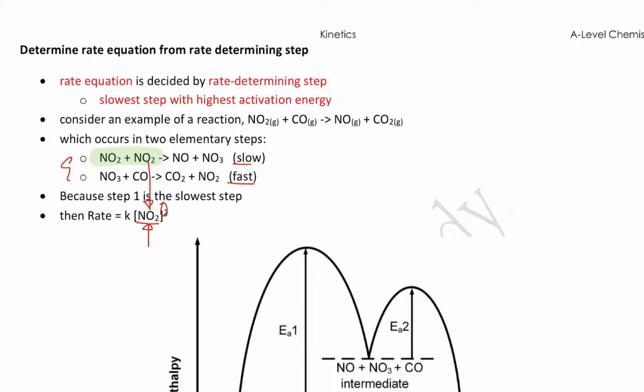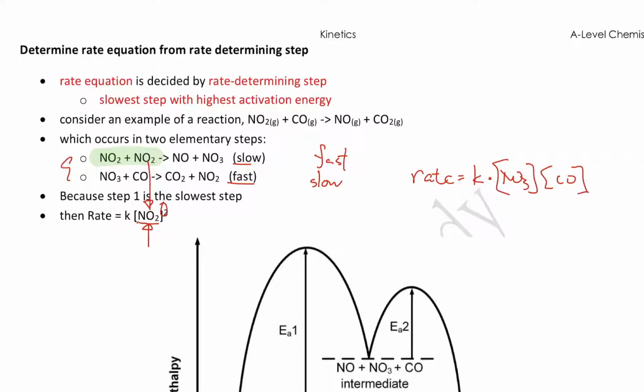That means at the same time, you can't see any carbon monoxide in the slow step. That means the rate equation here is 0 order with CO. Then obviously I can do another example. If I change it so that the first one is fast and the second one is slow, then this time step 2 becomes the rate determining step. Then at first I can say the rate is equal to K times NO3 times CO.